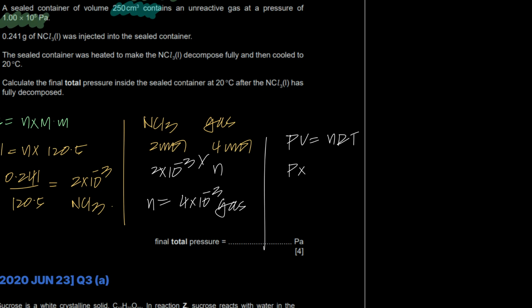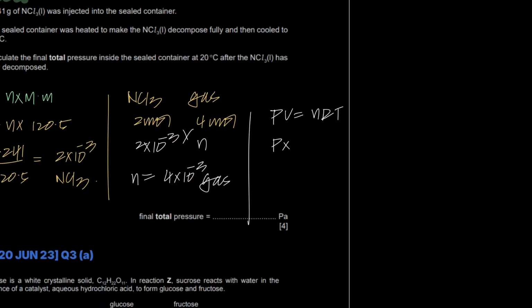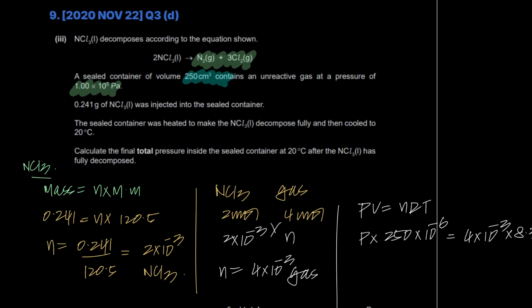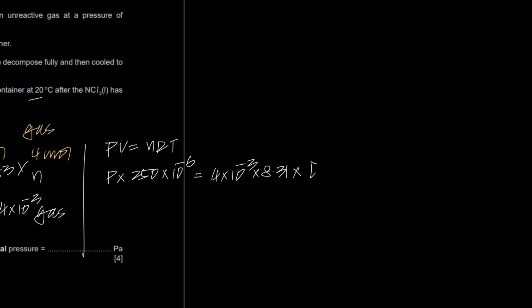Pressure, I need to figure out. Volume is what? 250 cm cubed, so times it into 10 to the power minus 6, and now we know how we do that. It's good stuff. n is 4 into 10 to the power minus 3, R is 8.31, and temperature is what? It's 20 degrees Celsius. So convert it into Kelvin. 273 plus 20, it's 293.